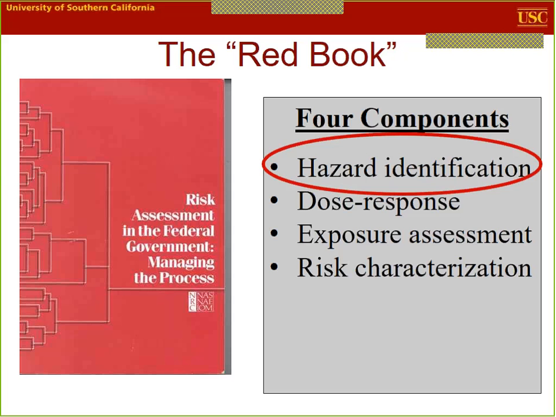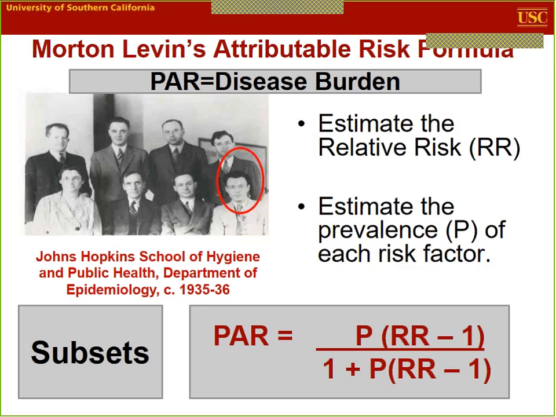Now, this idea of burden estimation goes back a long way. This is a picture of the Hopkins Epi Department about 1935 or 1936. The circle is on a faculty member then, Morton Levin. Those of you who know the early history of tobacco and lung cancer well will know that he was the author of one of the 5 case control studies on smoking and lung cancer published in 1950. His was in JAMA, in the same issue as that of Wynder and Graham.